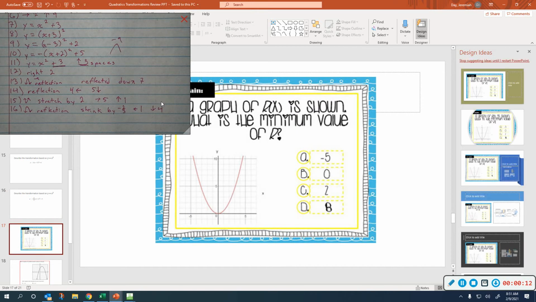On slide 17, it says, a graph of R(x) is shown. What is the minimum value of R? So we're just looking for the minimum. Now, we know our x's go forever to the left, forever to the right, so we just need to know the y value of R there. We look at the vertex. The vertex is at 0, 0, so the minimum value would be answer B, which is 0. Let's try the next one.